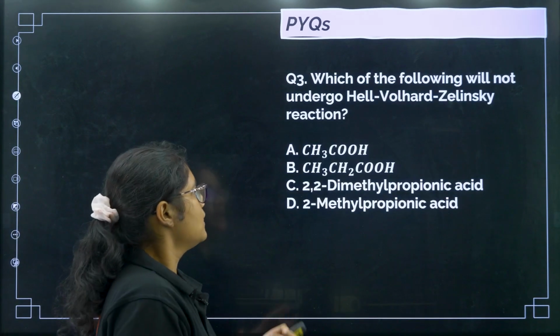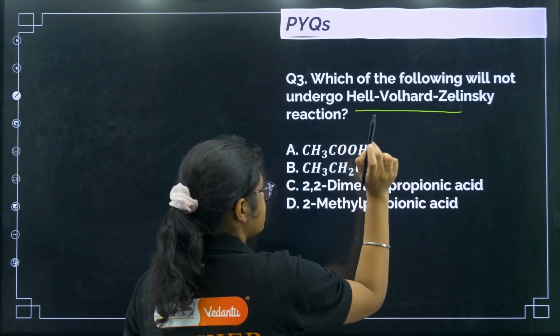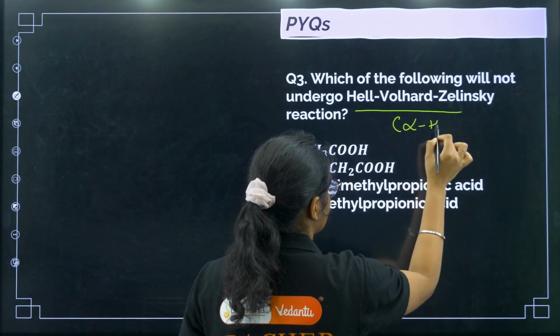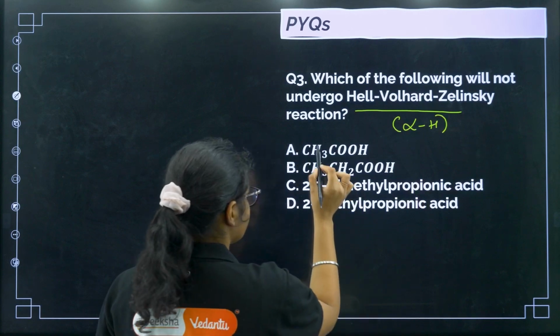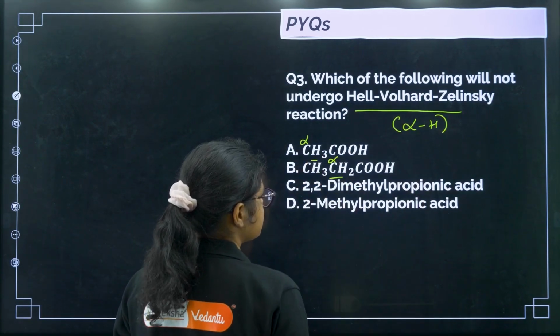Next, which of the following will not undergo HVZ reaction? If you remember, what is the condition for the HVZ reaction? Presence of alpha hydrogen, right? Here, this is the alpha carbon, so there is alpha hydrogen. Here too, this is the alpha carbon, and there is alpha hydrogen.